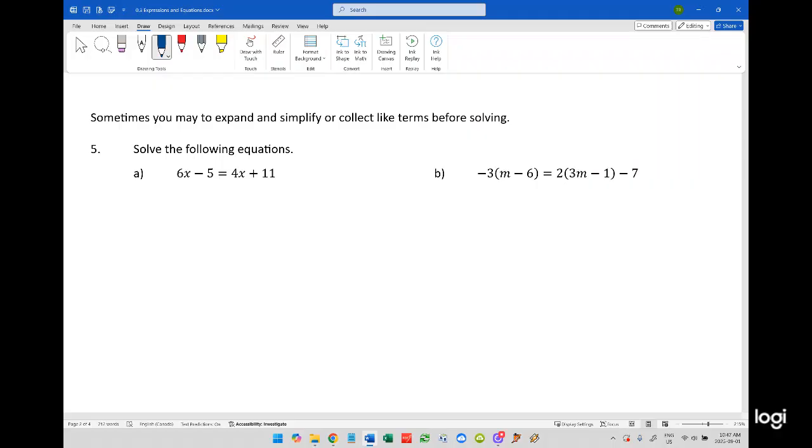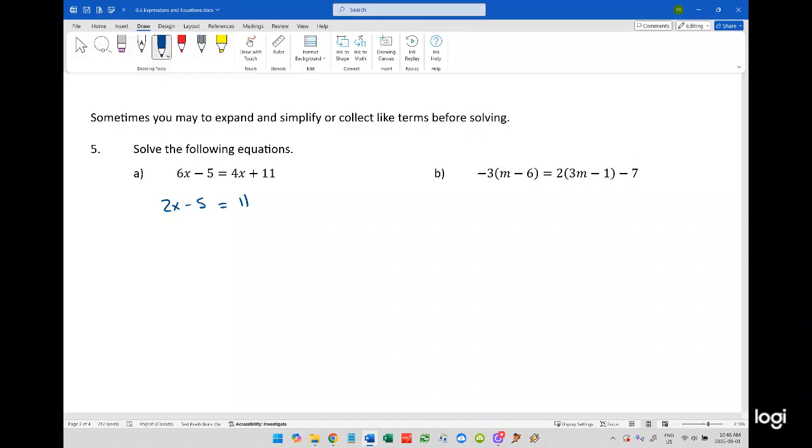So for part A, 6x minus 5 equals 4x plus 11. Again, just remember that the only rule here, other than do algebra right, is that we have to do the same thing to both sides of the equation. Well, I have x in 2 places and I don't want it in 2 places. So what I'll do is get rid of the 4x's on the right-hand side by subtracting 4x's from the left-hand side as well. So all I've done to both sides is get rid of 4x's.